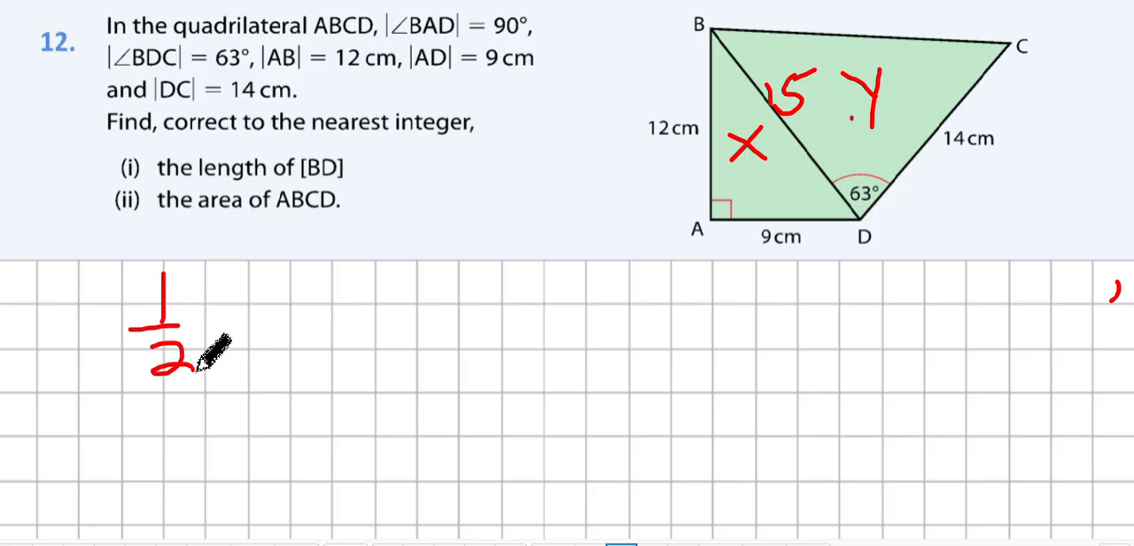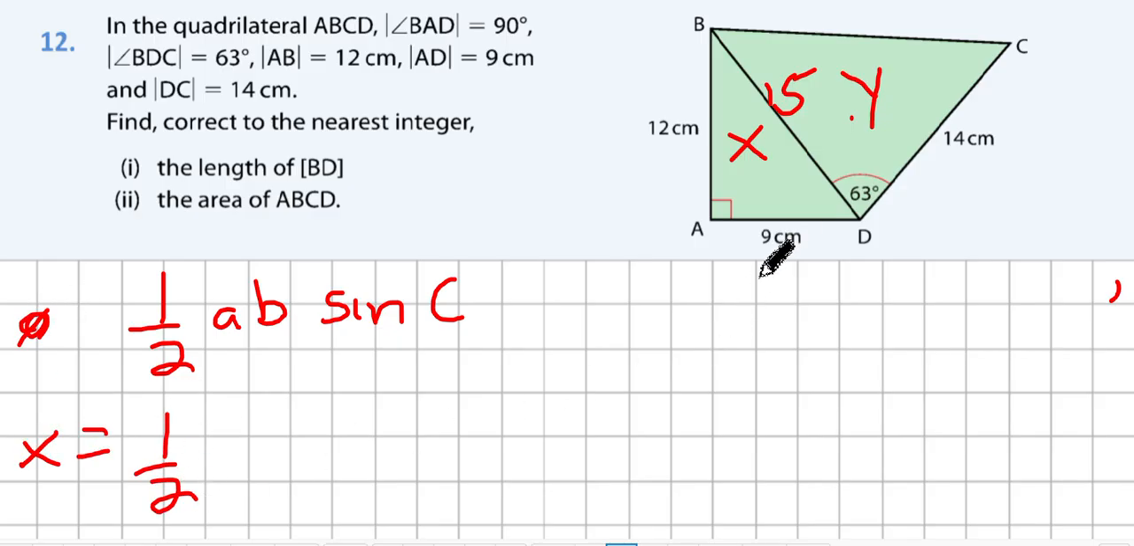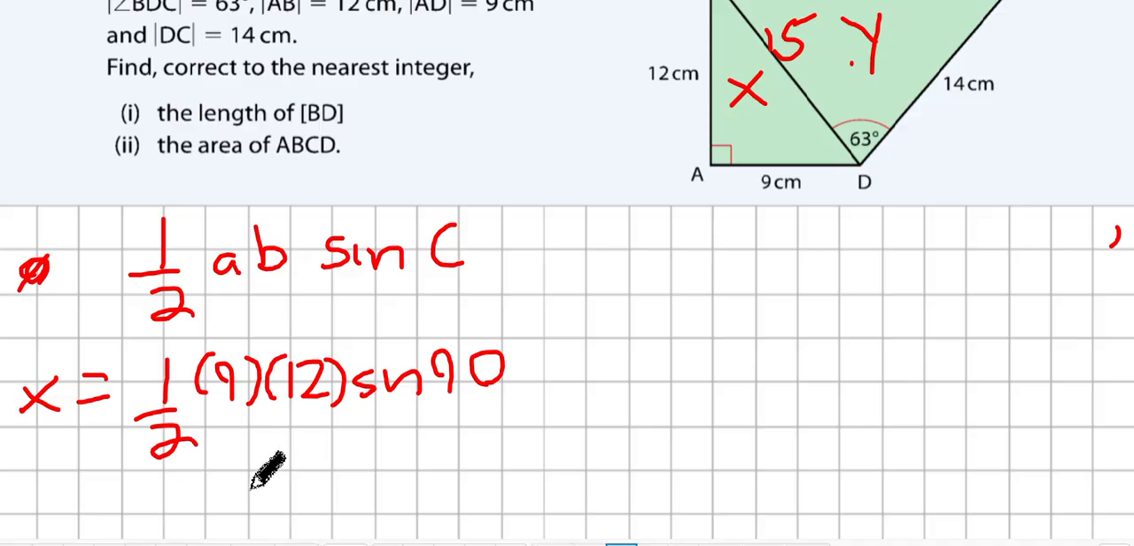A half A B C. Okay. Now let's start off with X. What are the two sides we're going to use? We're going to use 9 and 12, yeah? What's the angle in between them? Done. Throw that into the calculator. What did you get? 54. Okay.